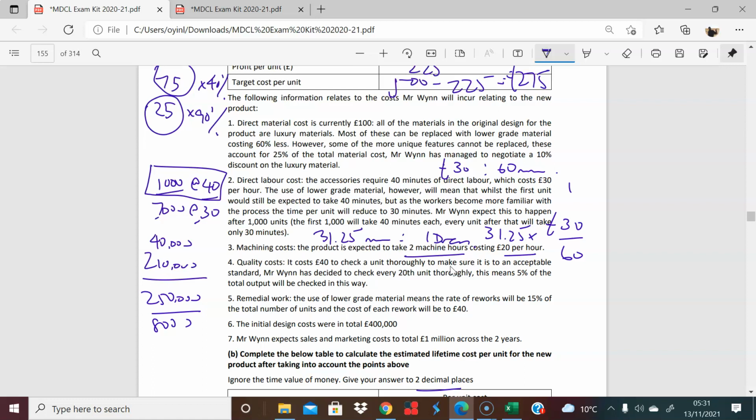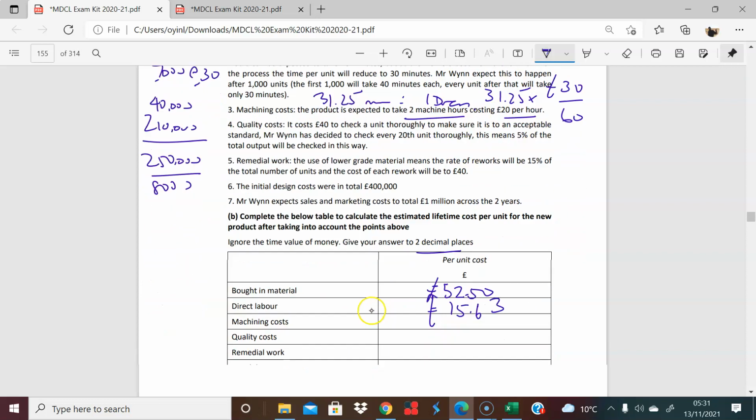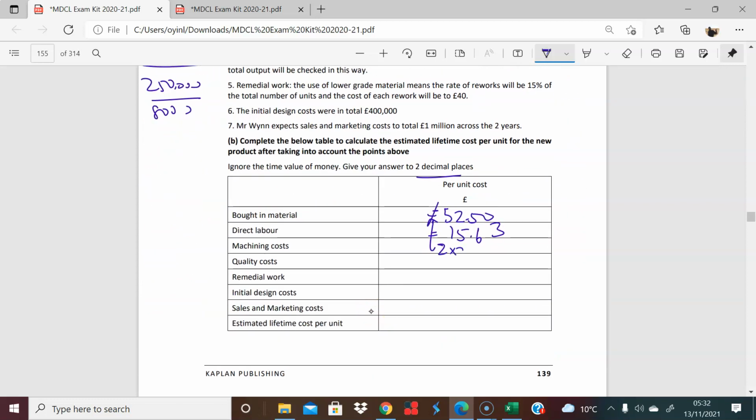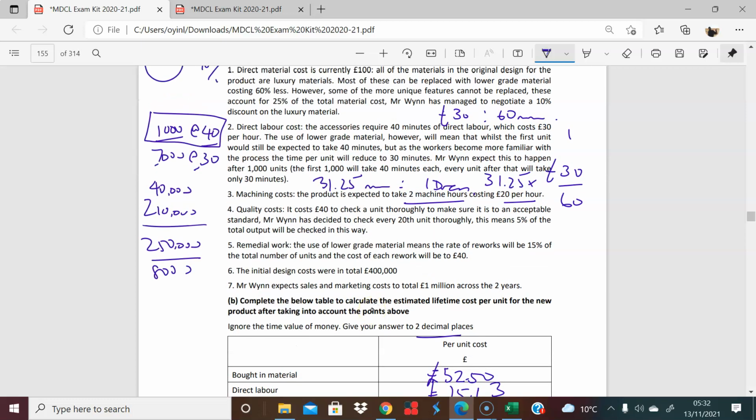So that's 2 times 20, and that is 40. Right, great stuff.